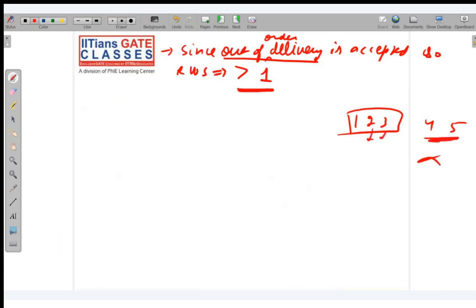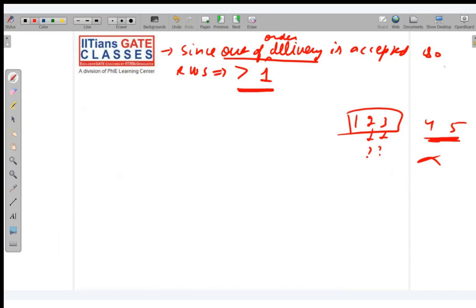So out of order delivery means, in the sense that 1 2 3 is the order. So if 2 comes first or 3 comes first, that is out of order delivery. But unexpected means 4 and 5. They are outside the window, but still they come. Then you have to accept them also. Understood, sir.